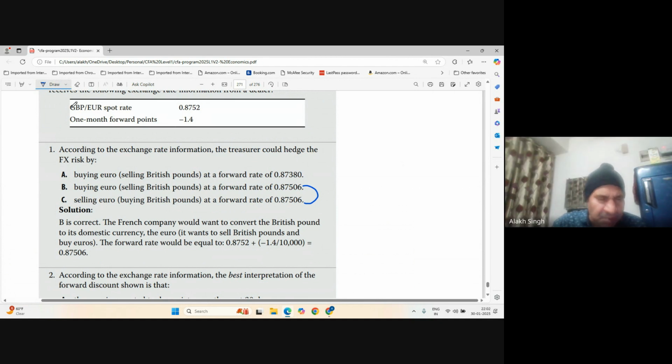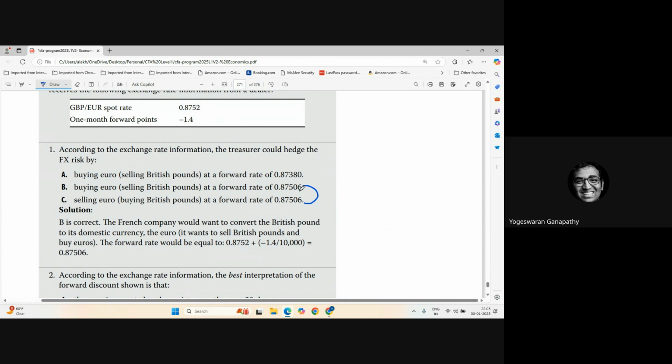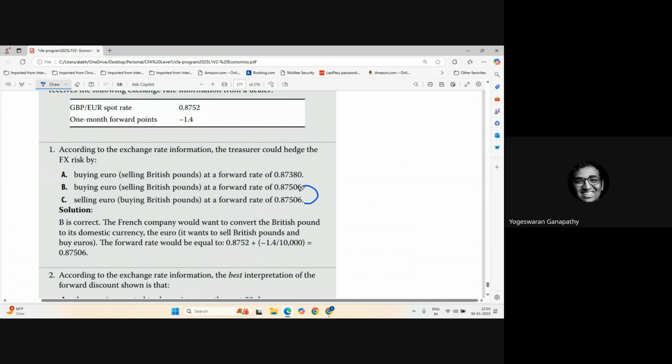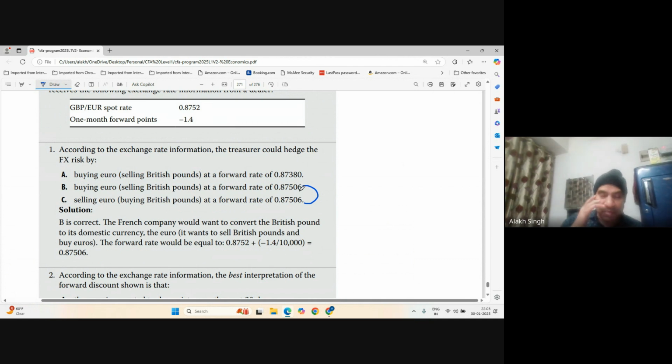It means you are receiving less GBP. Right now you are receiving 0.8752 GBP. After a month you are receiving less GBP, 0.87506 only, not 0.8752. So euro has depreciated, and if euro has depreciated, it means the interest rate in euro is higher. So then selling the euro is the correct option, no, sir? Why would we buy the euro? Buying the euro is the correct option because he wants to hedge. Right now he doesn't know how much it will depreciate. Here it is expected, but will that actually happen?